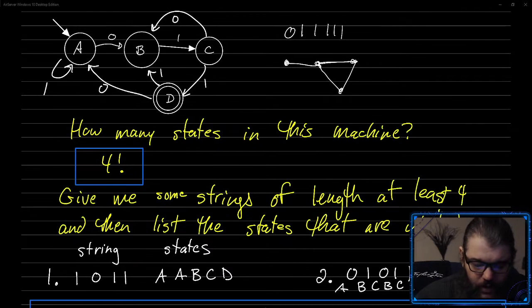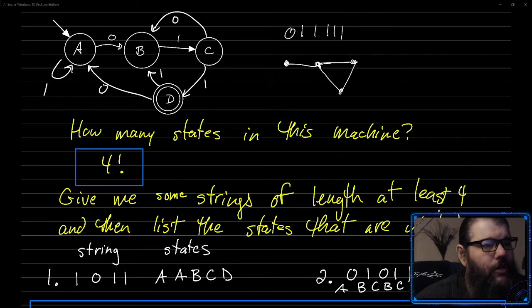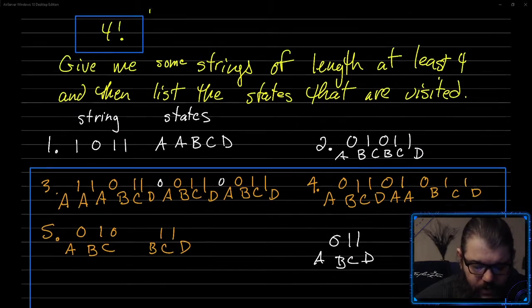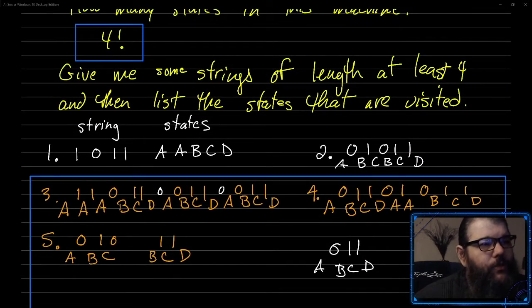All right, so here's a couple that we came up with just to start, 1011 and 01011. And what I've done is I've written the states down here. We can do a bunch more, so here's some others. What you'll notice is that as long as you've produced a string of length at least 4, you are going to see the same state twice.